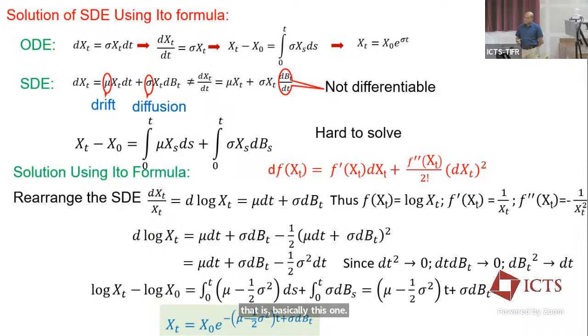If we take the differentiation of f(x_t), and f is log x, ultimately we get 1 by x and minus 1 by x_t squared. If we substitute into there, ultimately you get this relation. If we expand it, wherever you find dB_t squared, you need to place dt. If we put it in that way, ultimately you get a solution like that, and the solution of this stochastic differential equation in the Ito sense will be like that. So that is how you can solve the stochastic differential equation, which is a little different compared to solving an ordinary differential equation. Just keep that in mind.